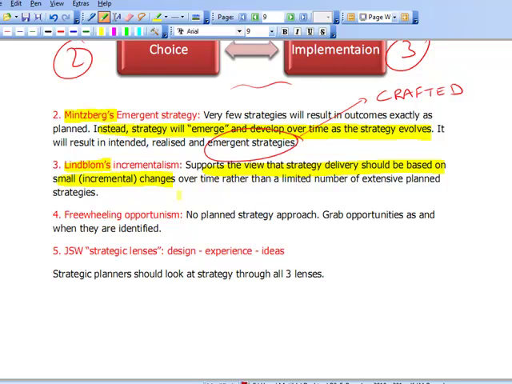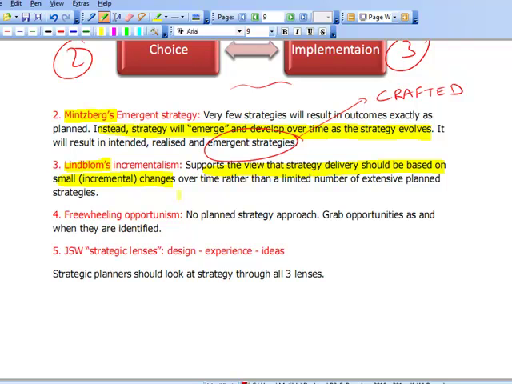So if, for example, we compare the rational model, and the rational model is a full-blown exercise where you have analysis, choice, implementation. It may be undertaken annually, once a year, or maybe even 6 monthly, but generally annually. Lindblom argues that instead of the formal rational strategic planning once a year, there should be small regular reviews and regular changes to the strategy. So it's logical, it's sensible, and incrementalism, small changes.